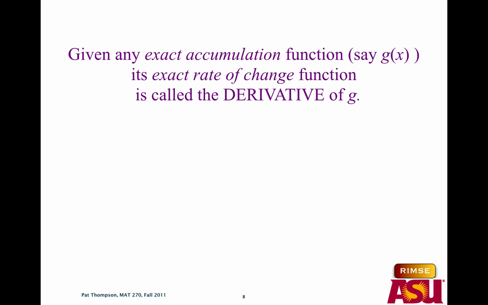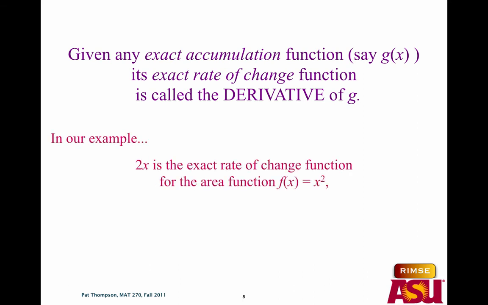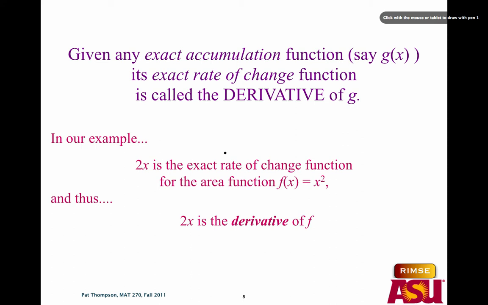So time to put on your party hats, people, because we did it, okay? So we have the derivative, or the notion of the derivative. And so in our example so far, we have that 2x is the exact rate of change function for the area function f of x equals x squared, and thus 2x is the derivative of the function f. So two quick things to remind you of when we look at this, because I don't want us to forget everything that we worked so hard for.